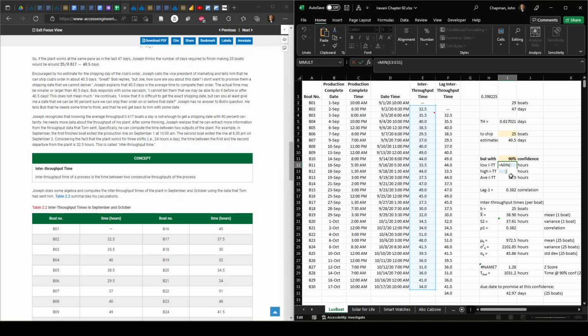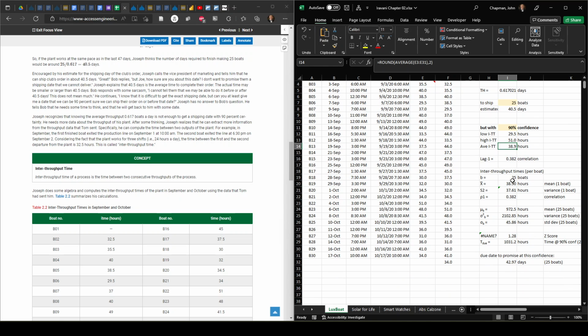We have a low inter-throughput time. We have our high inter-throughput time. And what he's looking at here is the variance, right? So the lowest inter-throughput time was 29 and a half. The highest was 51. That's a pretty good variance. Overall, the average inter-throughput time is about 39 hours.